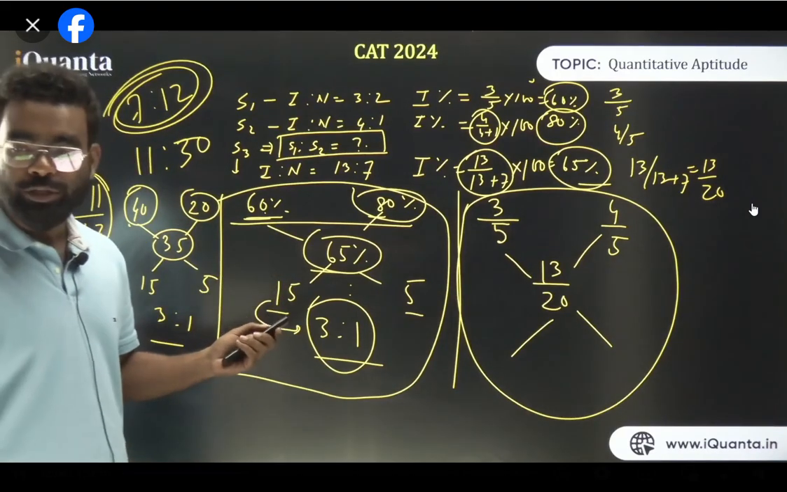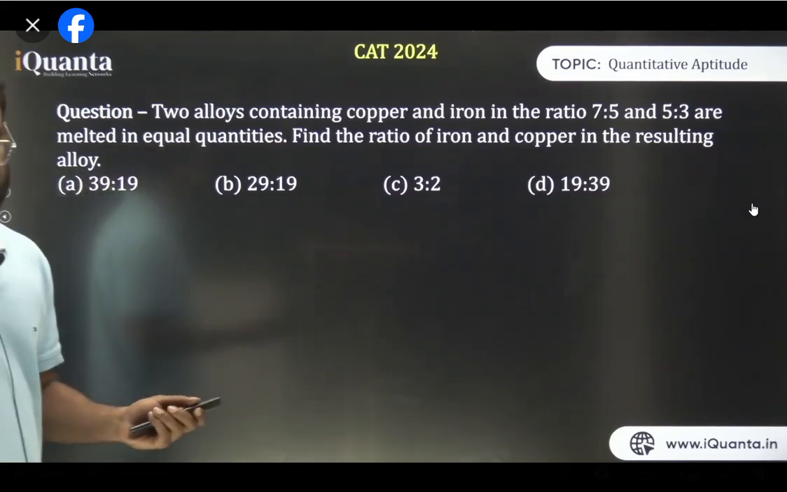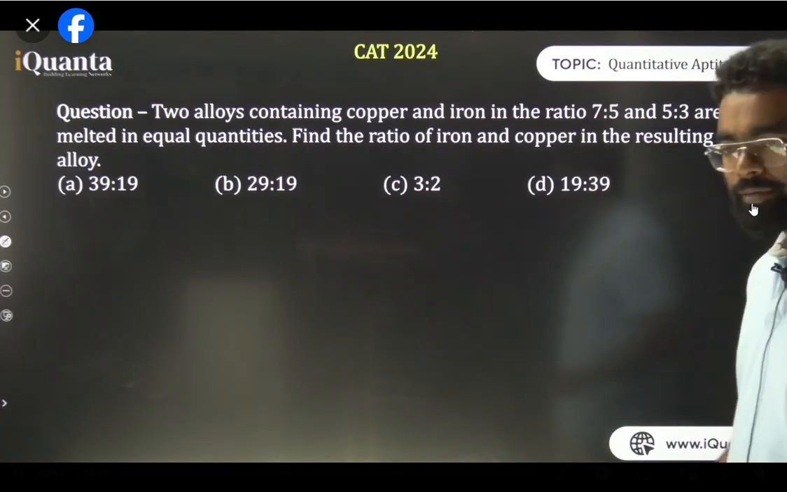So next, let's do the next. The question is on your screen. Now we'll do questions based on mixture allegation. Guys, it's on your screen. Two alloys containing copper and iron in the ratio 7:5 and 5:3 are melted in equal quantities. Find the ratio of iron and copper in the resulting alloy.